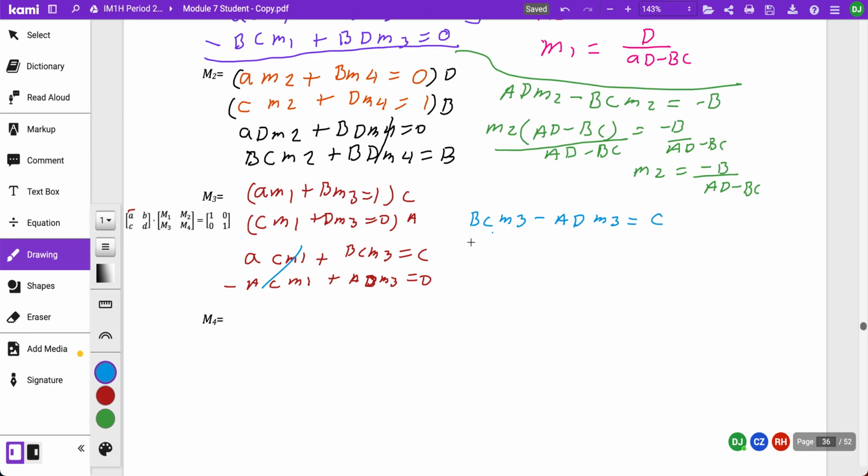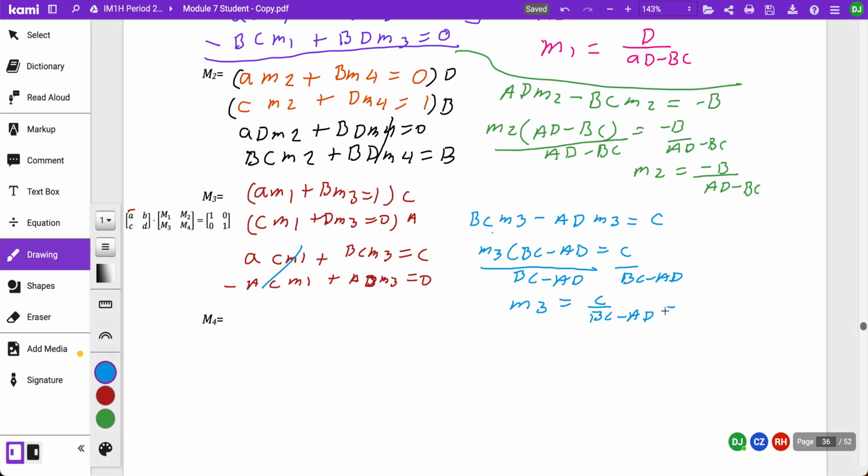C. And then they both have an M3, so if I factor out an M3, I'll have M3 parentheses BC minus AD. That'll equal my C value. Now I'm going to divide both of them by BC minus AD. And that will give me M3 is equal to C all over BC minus AD. And while that is fully simplified, I do want you to realize this was AD minus BC.